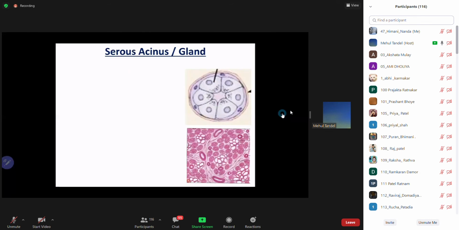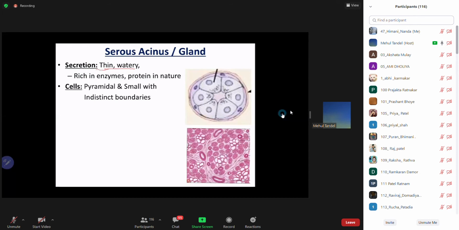Now, something about glands, serous acini and mucous acini. Okay, we have discussed this in the morning. So serous acini secretion is thin and watery. Here only one short note can be asked, that is the difference between serous and mucous acini. Secretion is thin, with enzymes, protein in nature. Cells are pyramidal with small indistinct boundaries.